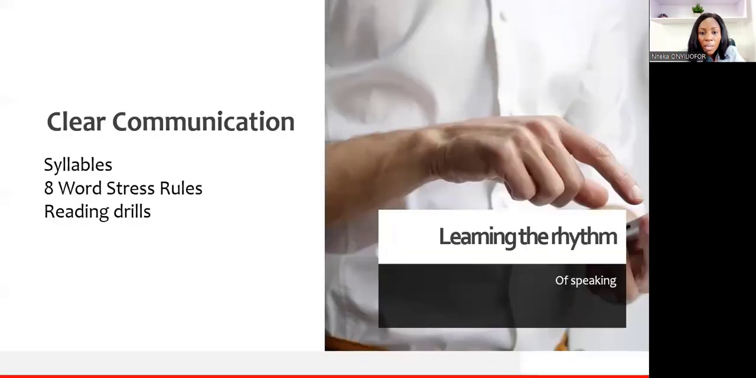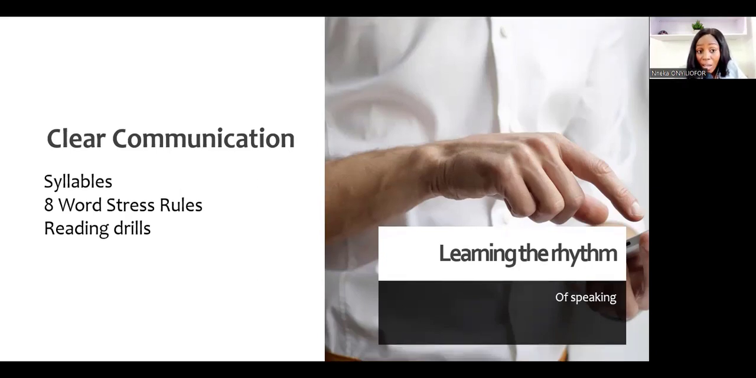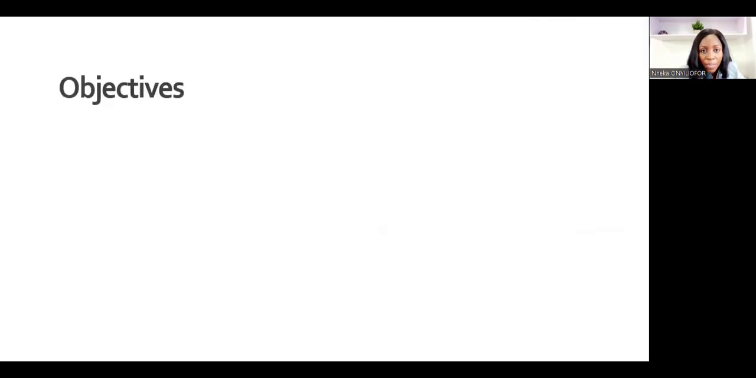You would agree with me that clear communication is an important aspect of communication, and this is the area we want to emphasize. We want to see how we can achieve clear communication by looking at syllables, 8 word stress rules, and then a couple of reading drills. And this is the whole essence of this course, to master the rhythm of communication.